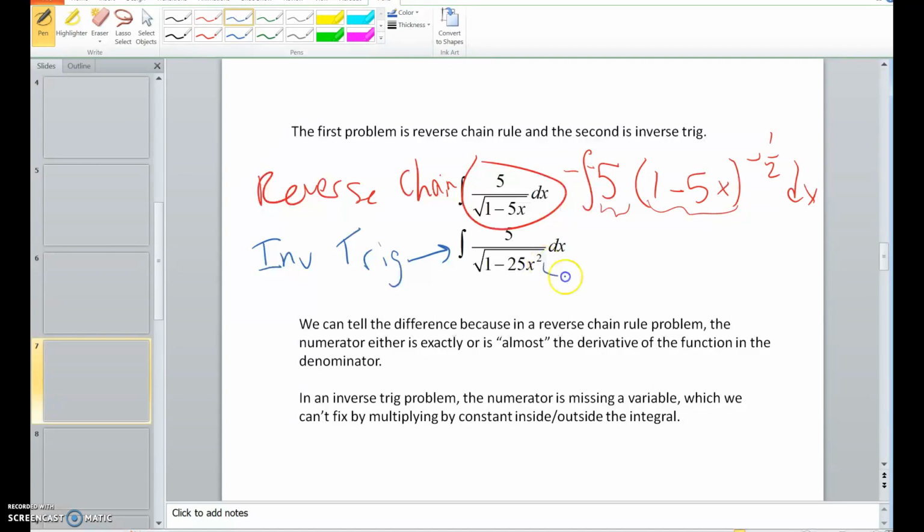The second problem looks very tempting. If I were just looking at this problem and scanning quickly, I might think it's a reverse chain rule problem because I can rewrite it like this.